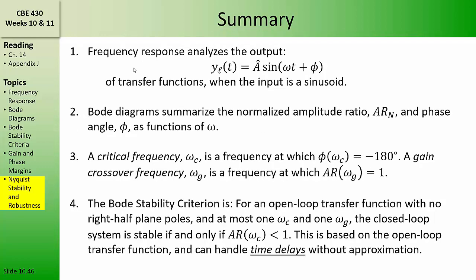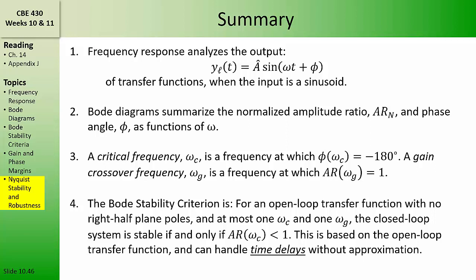Summarizing the content from Chapter 14 of the Seborg text and Appendix J, the frequency response analysis describes the output of a transfer function when the input is a sinusoid and all of the decaying exponential terms have decayed. The Bode diagrams summarize the normalized amplitude ratio and the phase angle phi as a function of the input frequency omega. We defined a critical frequency as a frequency at which the phase angle is equal to minus 180 degrees, and the gain crossover frequency as the frequency at which the amplitude ratio is equal to 1.